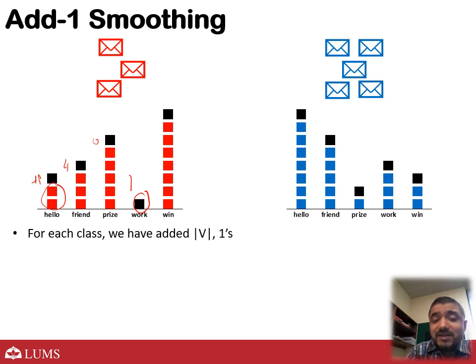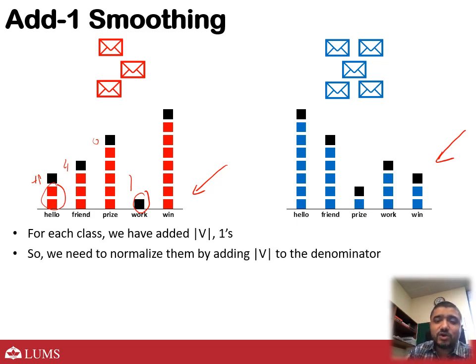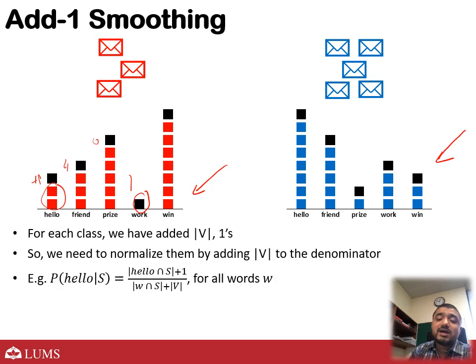जितने आपकी vocabulary है उतने आपने ones ऐड किए. So for each class we have added v1s. v1s यहाँ ऐड हुए हैं, v1s यहाँ ऐड हुए हैं, जितनी क्लासेस होंगे सब में v1s ऐड होंगे. तो लिहाजा जब ये probabilities हम निकाल रहे होंगे तो हम इसको v पर ही डिवाइड कर देंगे, डिनोमिनेटर में भी v ऐड कर देंगे, ताकि ये चीज़ नॉर्मलाइज हो जाए. ठीक है. So we need to normalize them by adding v to the denominator.